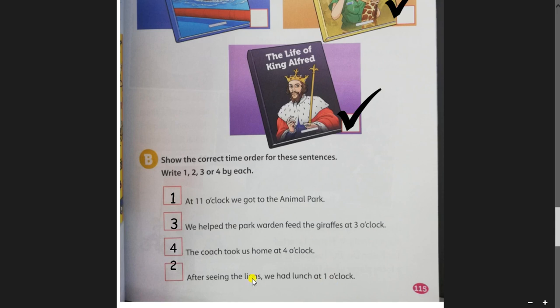1 o'clock. So here is number 2. And then 4 or 3? 3. So we will write here number 3. So 3 for 3 o'clock. And 4 o'clock is the last one, so it will be number 4.